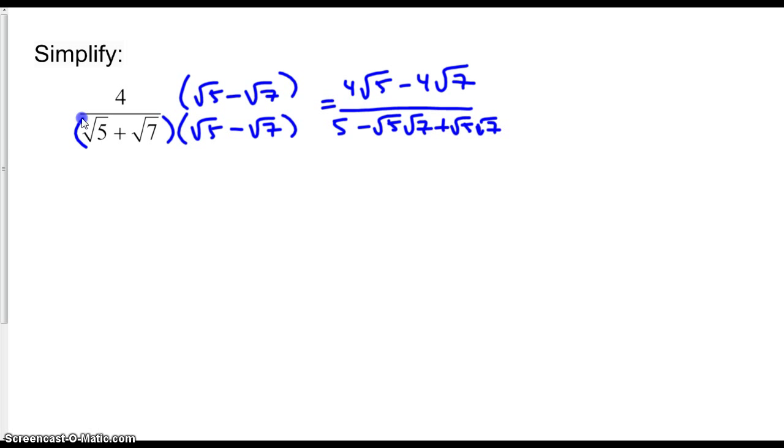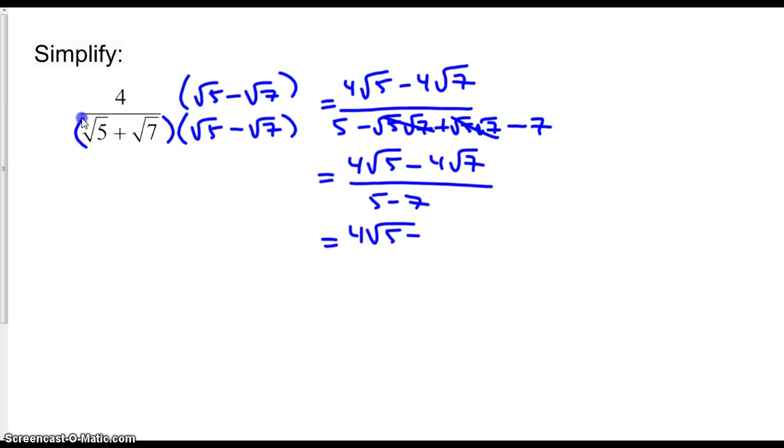And then we have positive times a negative, which is negative, square root of 7 times the square root of 7, which is a 7. So I have 4 square root of 5 minus 4 square root of 7 over, these cancel, and I have 5 minus 7. So that's 4 square root of 5 minus 4 square root of 7. Actually, I'm going to factor that 4 back out. Let's say that that's 4 times the square root of 5 minus the square root of 7 over negative 2.